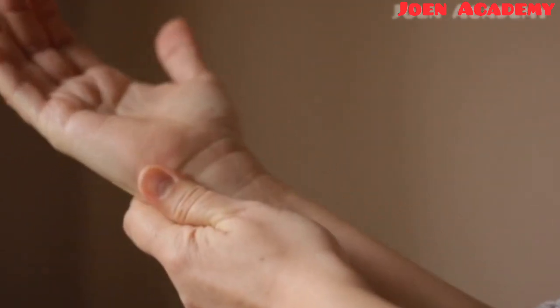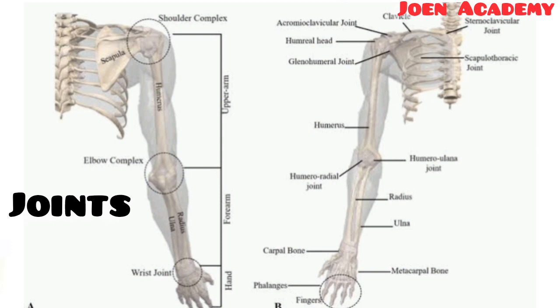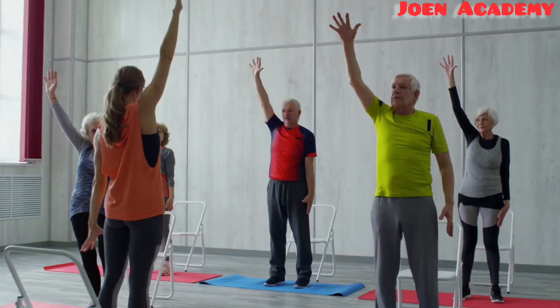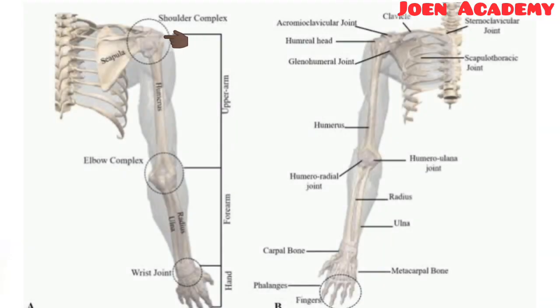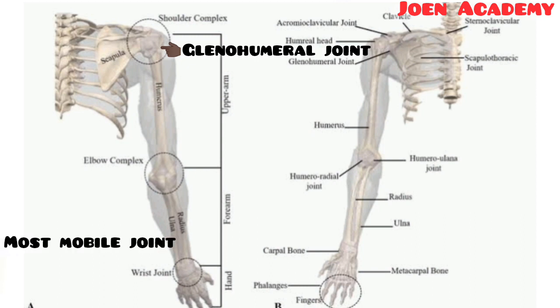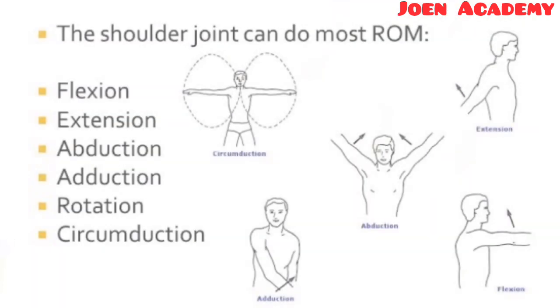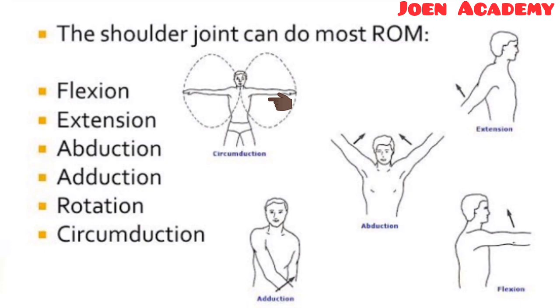The next component of the upper limb is the joint. The upper limb has several joints that allow for a wide range of motion. The common joints of the upper limb include the shoulder joint, the elbow joint, and the wrist joint. The shoulder joint is also known as the glenohumeral joint. It is a ball and socket joint formed by the articulation of the humerus with the scapula. It is the most mobile joint in the body and allows for a wide range of motions, which includes flexion, extension, abduction, adduction, and circumduction. Circumduction is simply a circular movement.